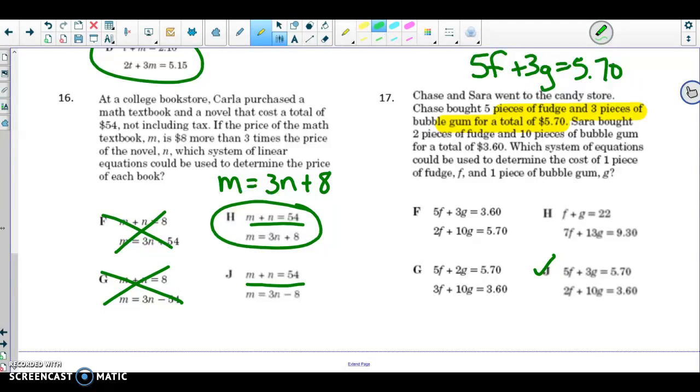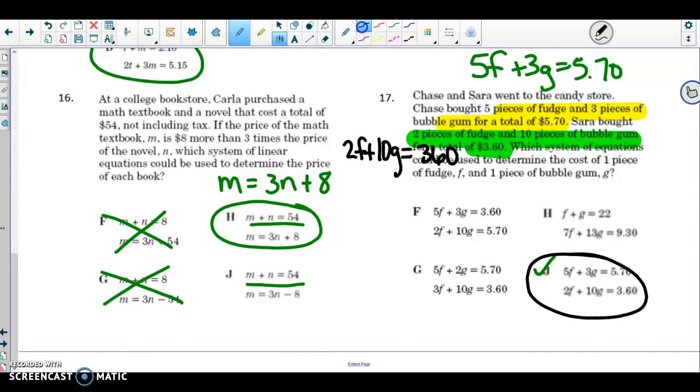On the other one, Sarah bought 2 pieces of fudge and 10 pieces of gum for $3.60. So if I write that one out, I would have 2 fudge plus 10 gum to equal that $3.60. Okay, well, and that one matches down there too, so this one has to be our answer.